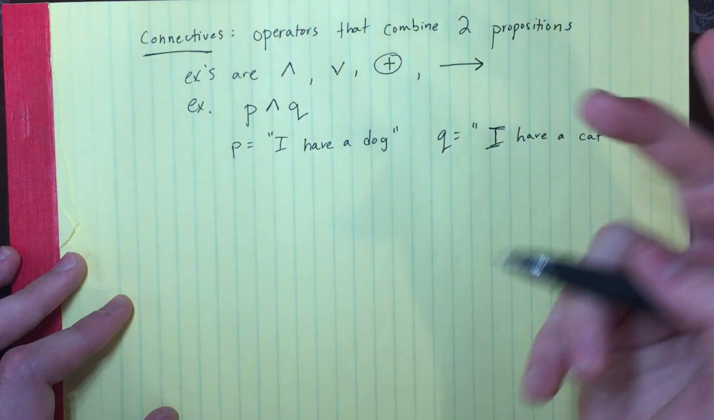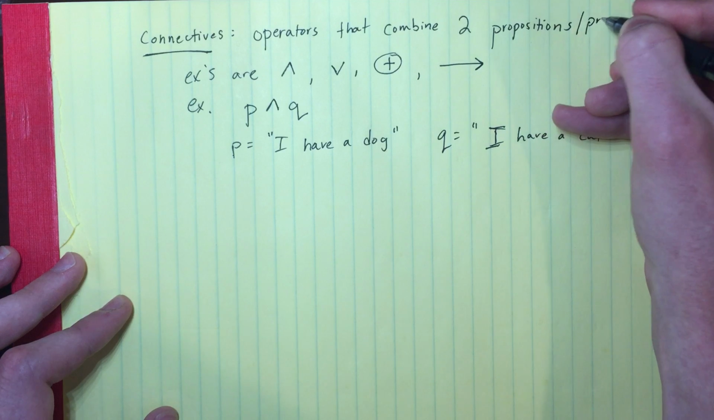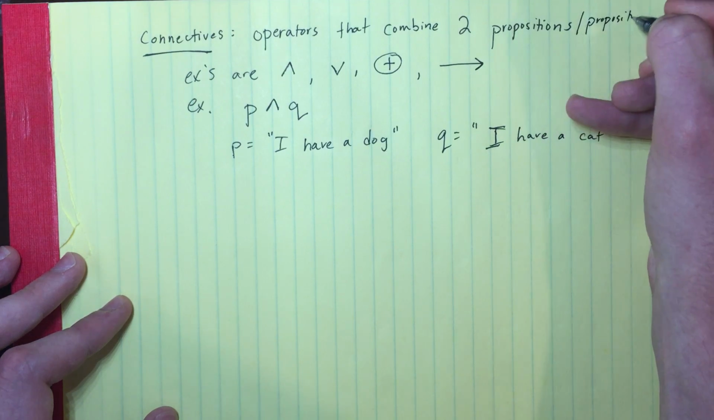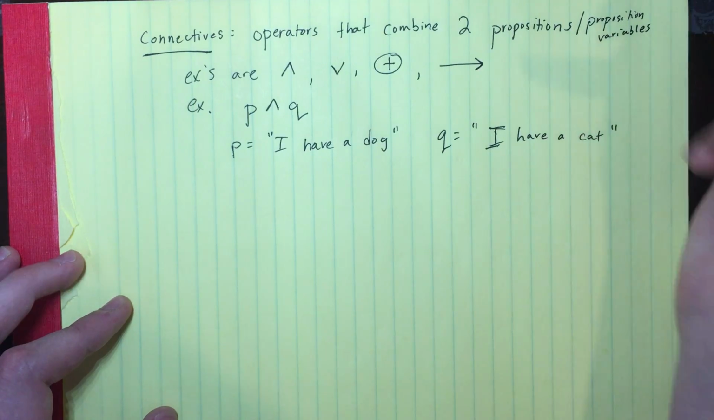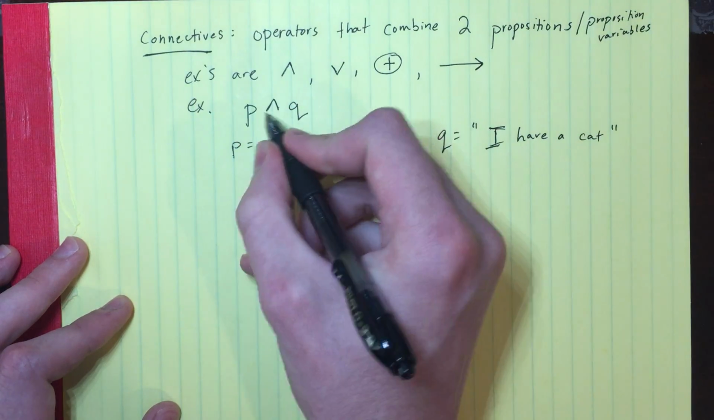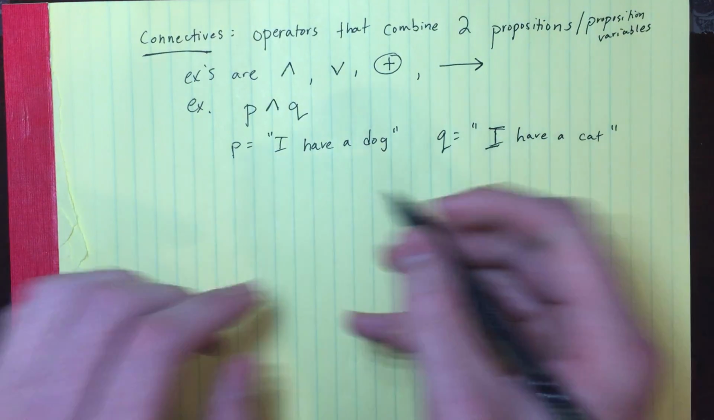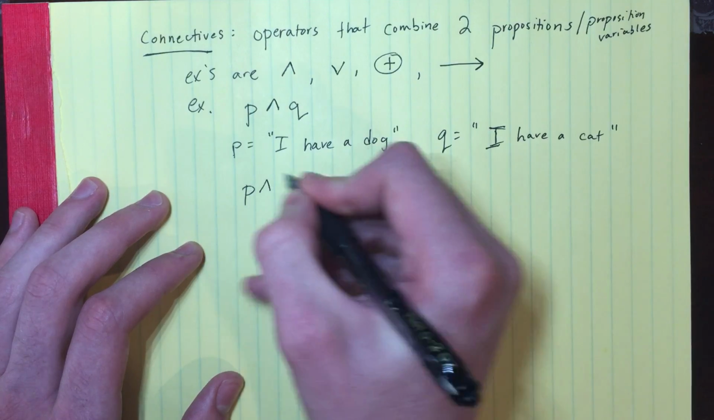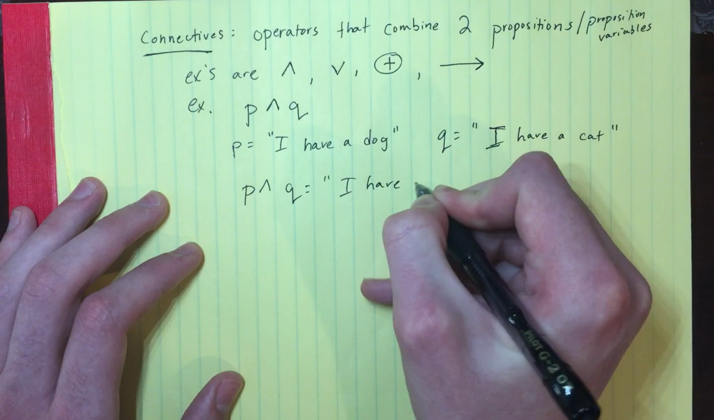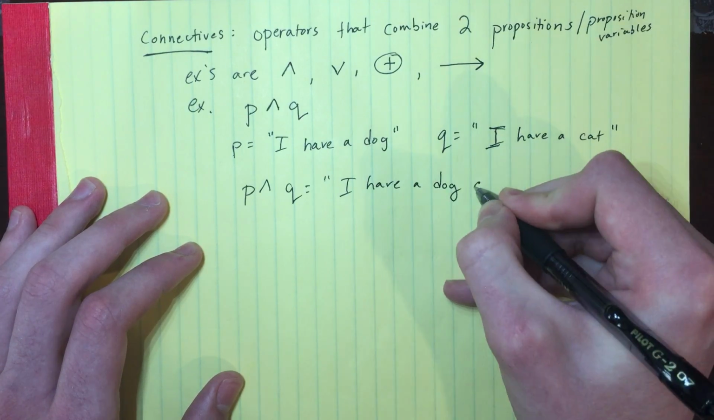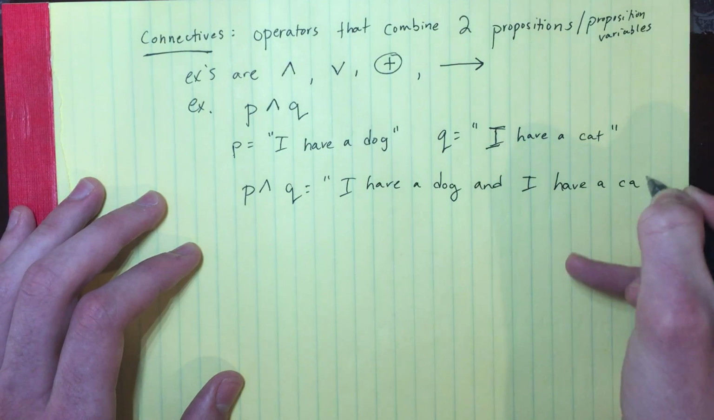However, they combine two propositions, or propositional variables, which are basically the same thing because they represent a proposition. So we could say P and Q. If P and Q are equal to these two propositions, then the statement P and Q is equal to I have a dog and I have a cat.